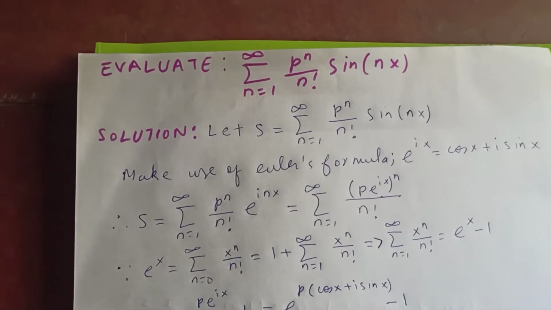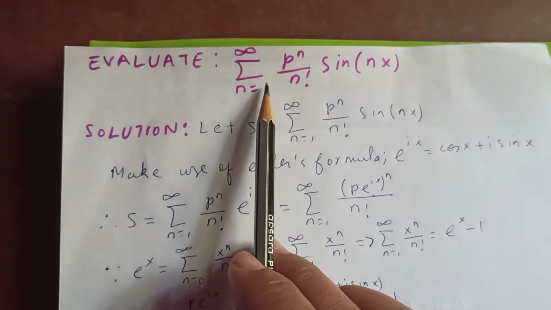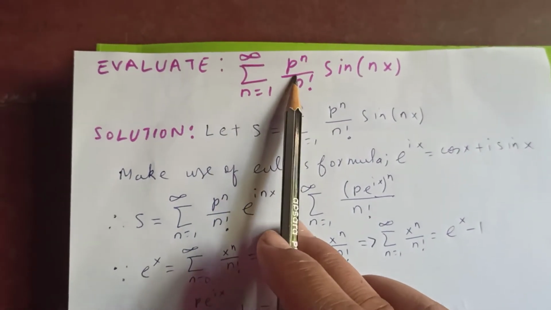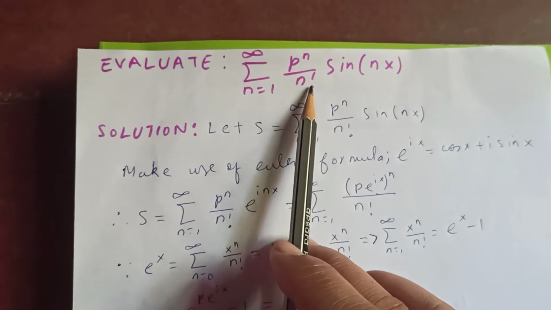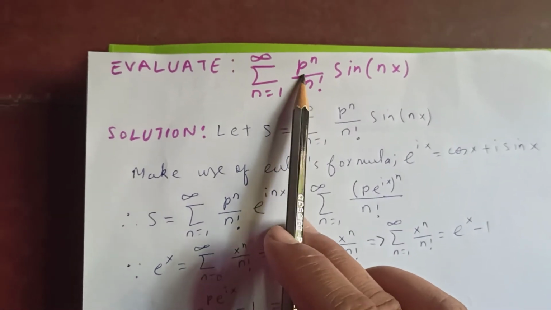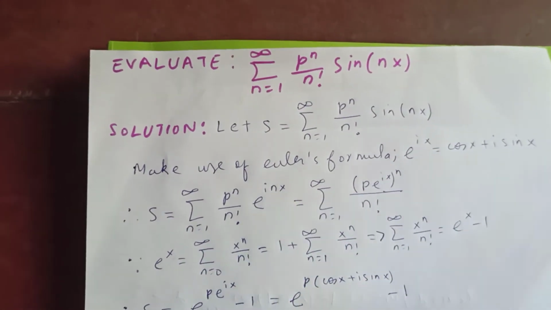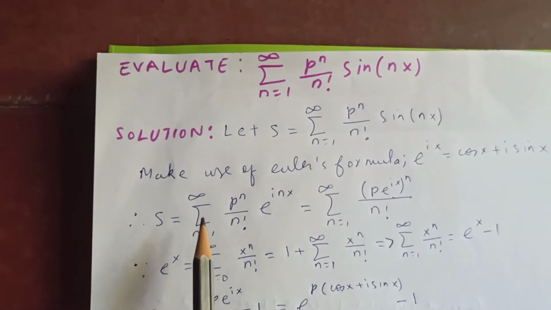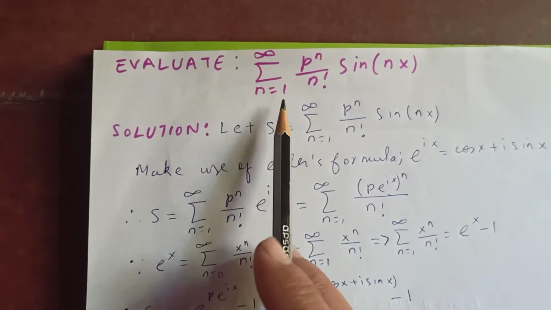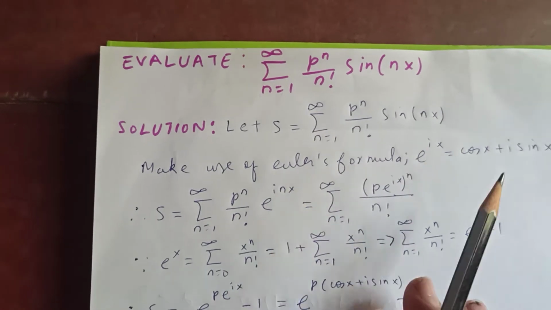Let's try to evaluate this infinite sum, the sum from n equal to 1 to infinity, p to the n upon n factorial sin nx. Here p can be put any value. Now the solution: let the sum be S.